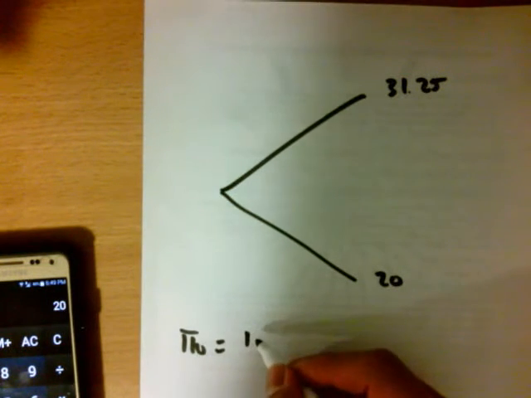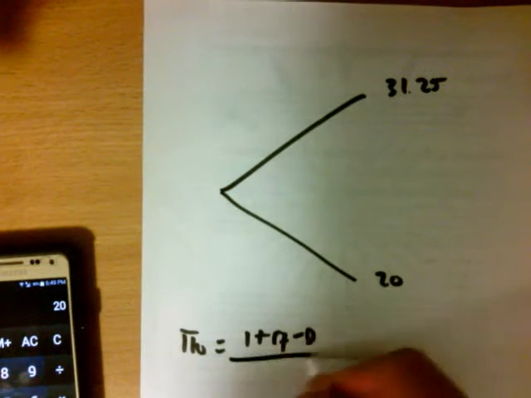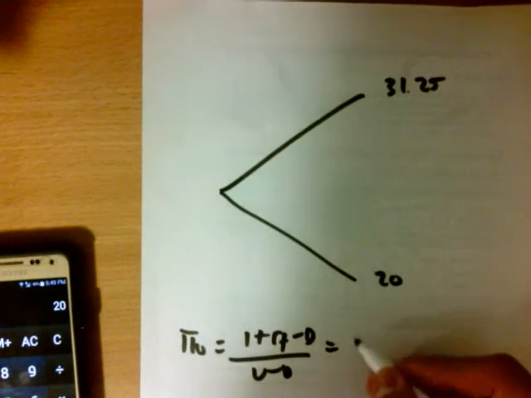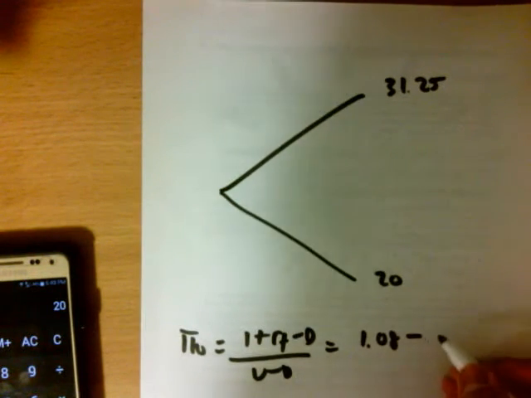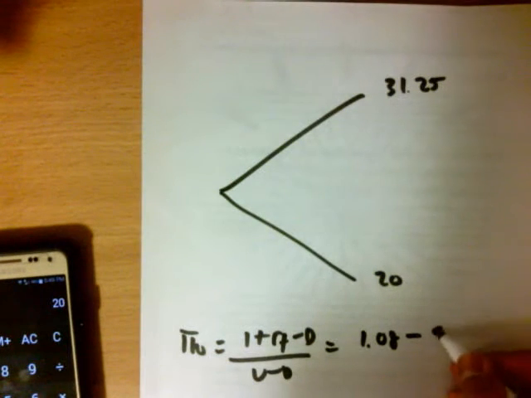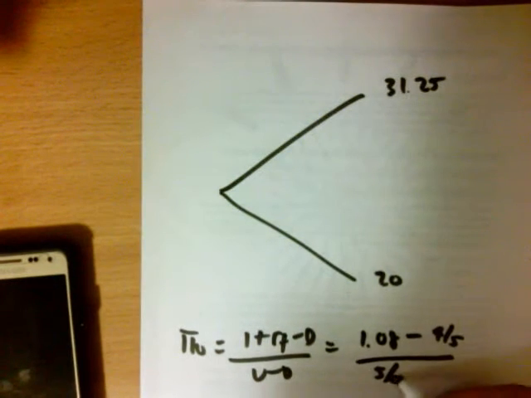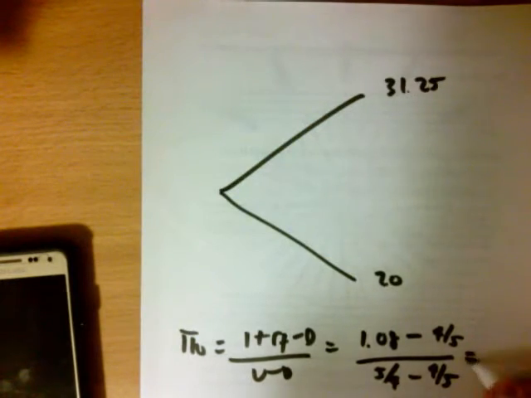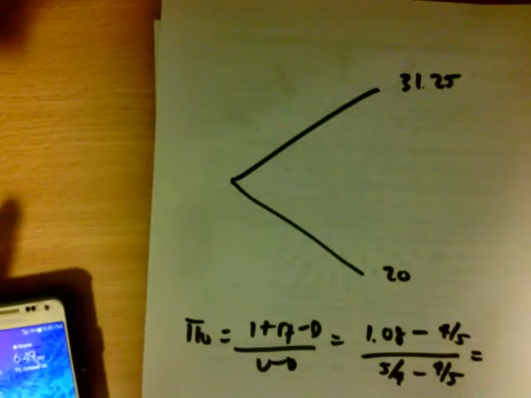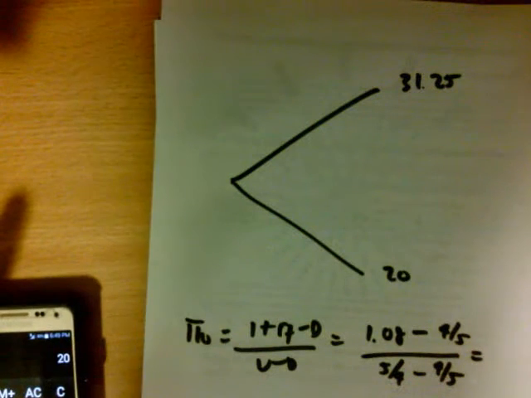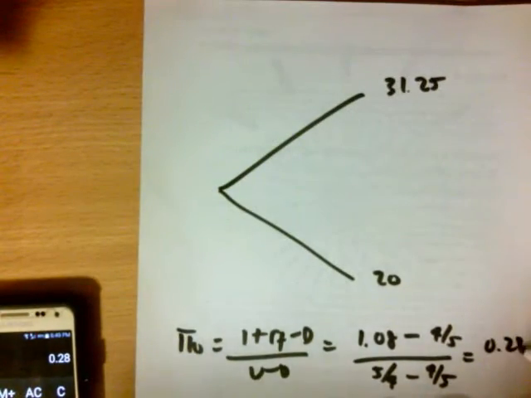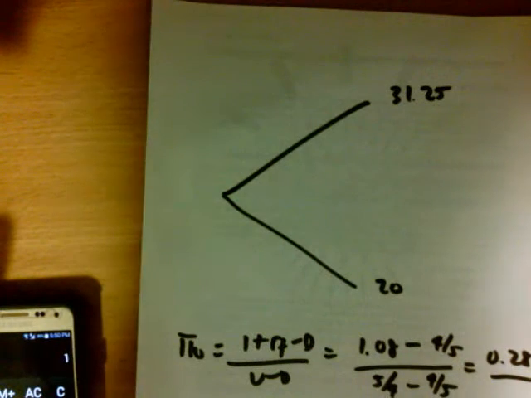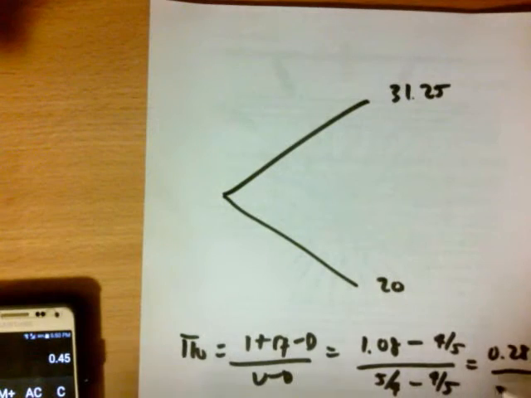Pi u is 1 plus RF minus d divided by u minus d. 1 plus RF is 1.08 minus d. D is 4/5, divided by 5/4 minus 4/5. All right. So 1.08 minus 0.8 is 0.28, and 1.25 minus 0.8 is going to give me 0.45.